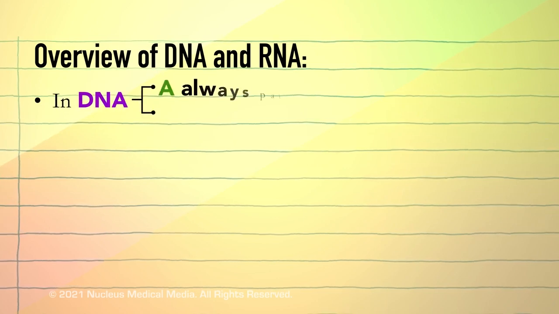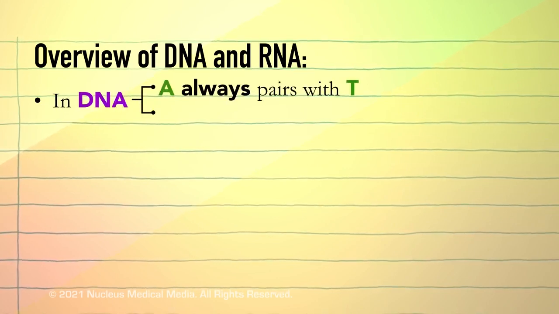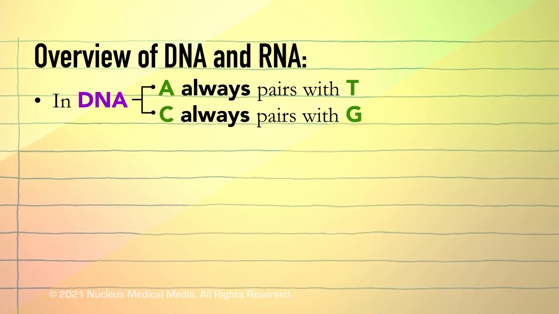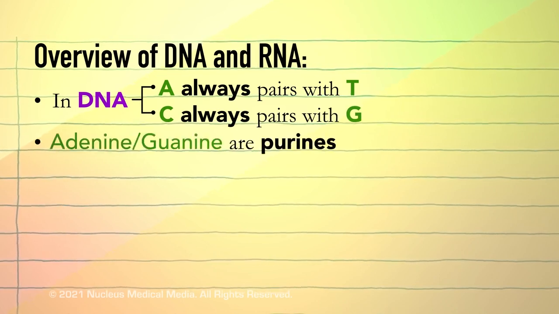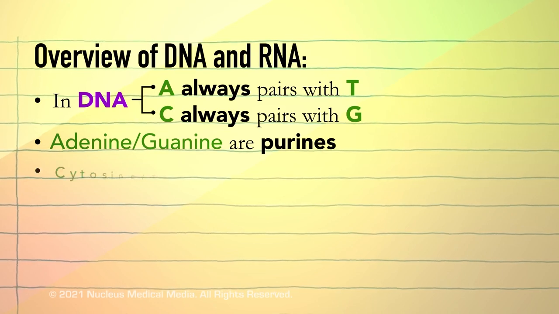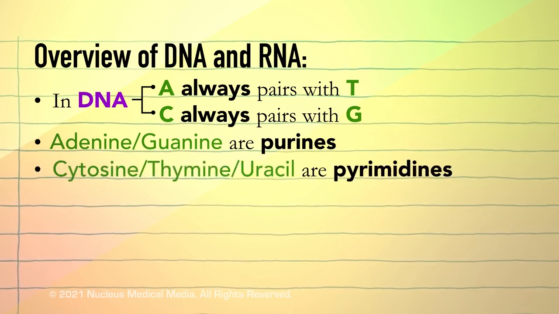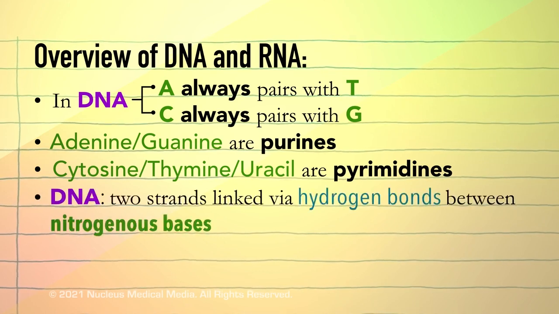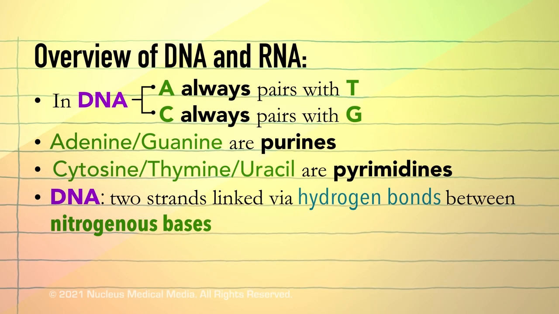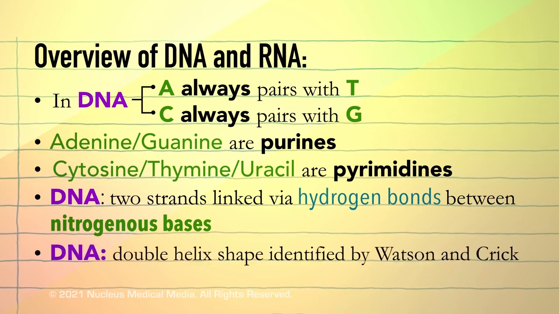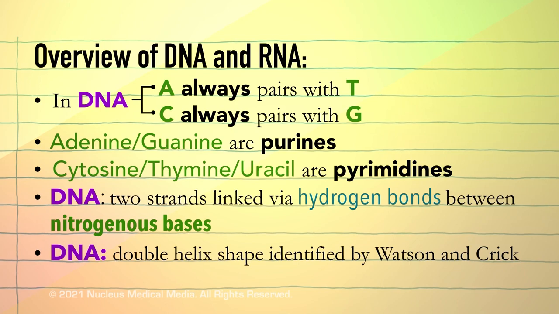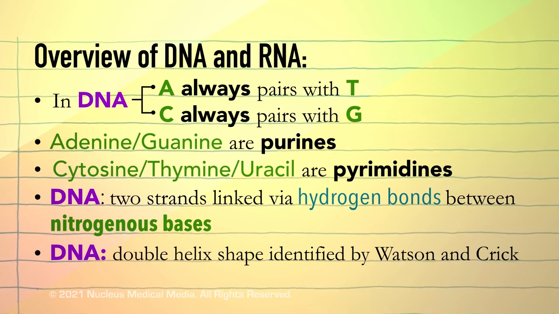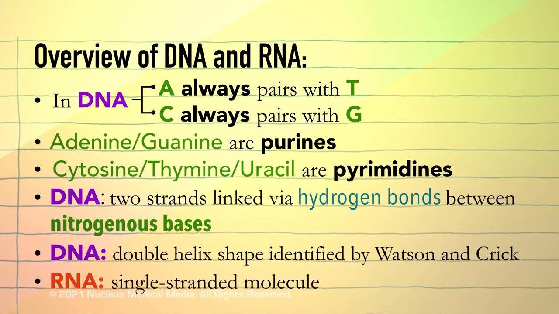In DNA, adenine always pairs together with thymine, and cytosine always pairs together with guanine. Adenine and guanine are purines. Cytosine, thymine, and uracil are pyrimidines. DNA is composed of 2 strands linked through hydrogen bonds between their nitrogenous bases. The 2 DNA strands are twisted into a double helix shape first identified by Watson and Crick. RNA is a single-stranded molecule.